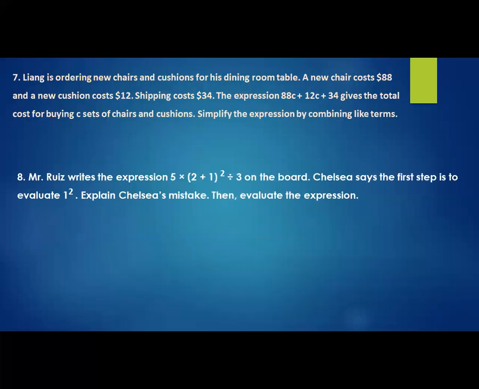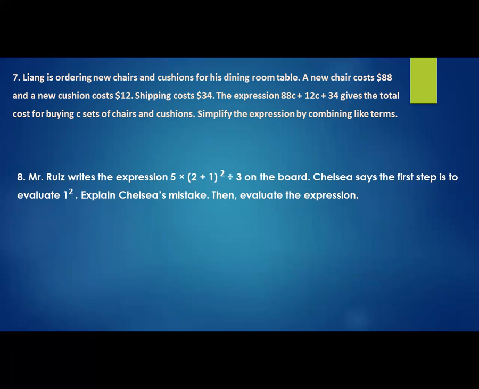Now, Liang is ordering new chairs and cushions for his dining room table. A new chair cost $88 and a new cushion cost $12. Shipping cost is $34. The expression 88C plus 12C plus 34 gives the total cost for buying C sets of chairs and cushions. Simplify the expression by combining the like terms.